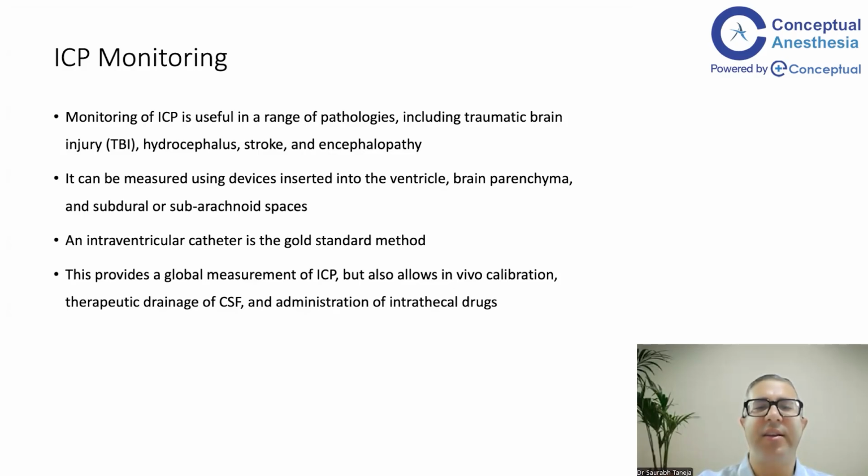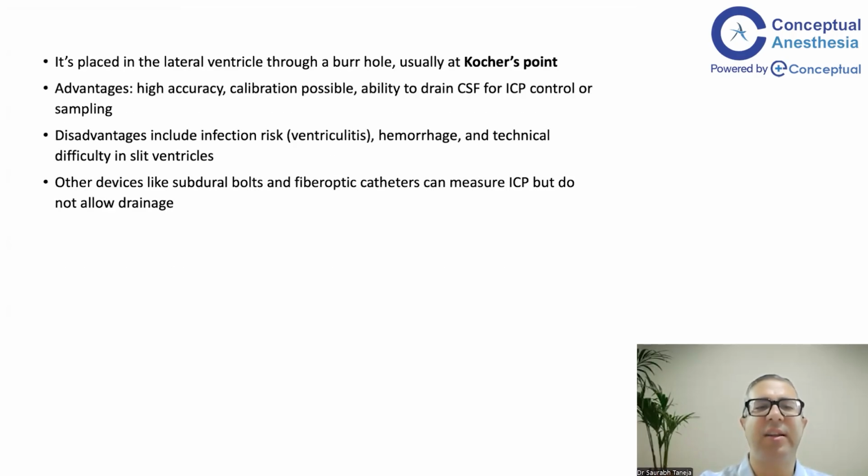The intraventricular catheter is the gold standard method, and it provides a global measurement of intracranial pressure, but it allows two more things. First, you can drain the CSF therapeutically, thereby decreasing the CSF component of the volume. And even in cases of infection, you can administer intrathecal drugs. It is placed in the lateral ventricle through a burr hole, usually at Kocher's point. The advantages include high accuracy, the ability to calibrate it, and the ability to drain the CSF for ICP control or taking of samples. The disadvantages, obviously, are infection, hemorrhage, and technical difficulties.